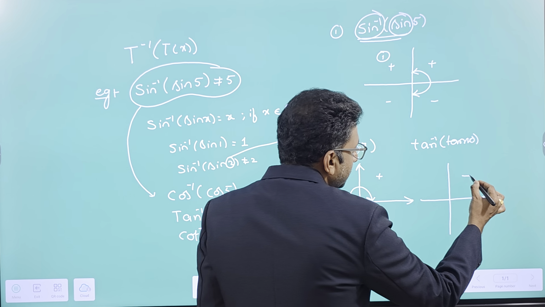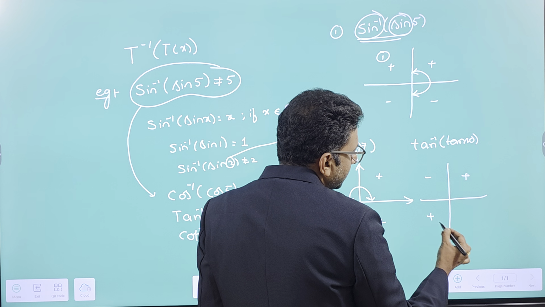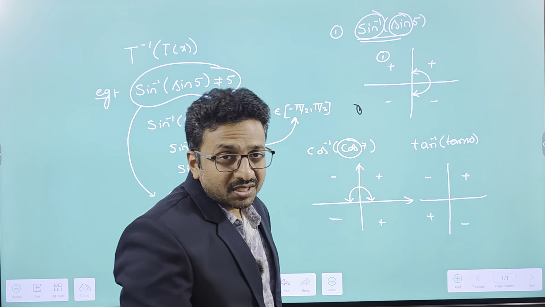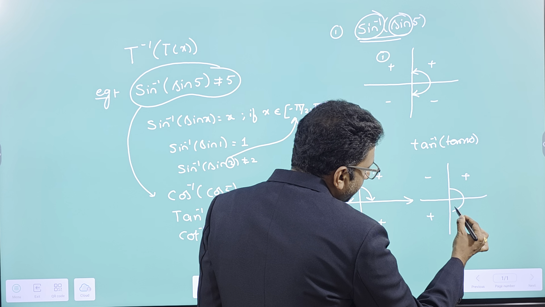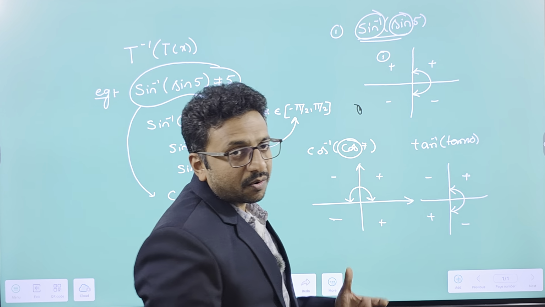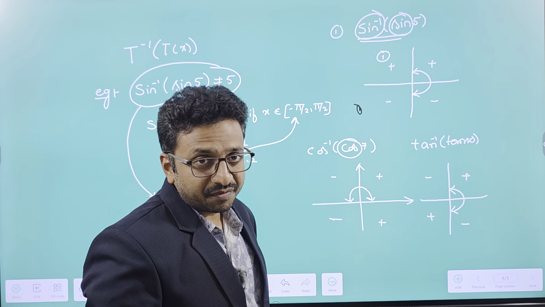Then mark the signs. Tan signs are plus, minus, plus, minus. And what is the range of tan inverse? Minus pi by 2 to plus pi by 2. So this is the quadrant diagram for tan inverse of tan.